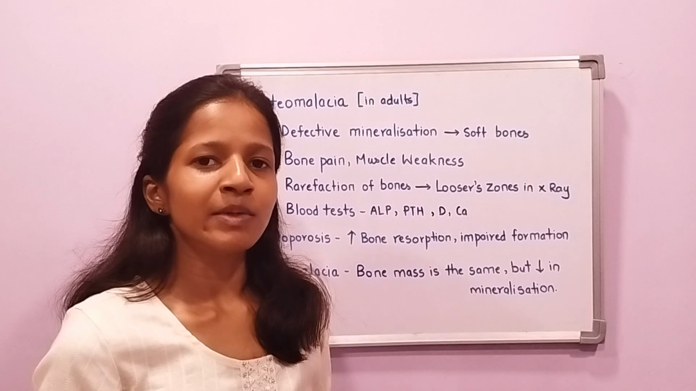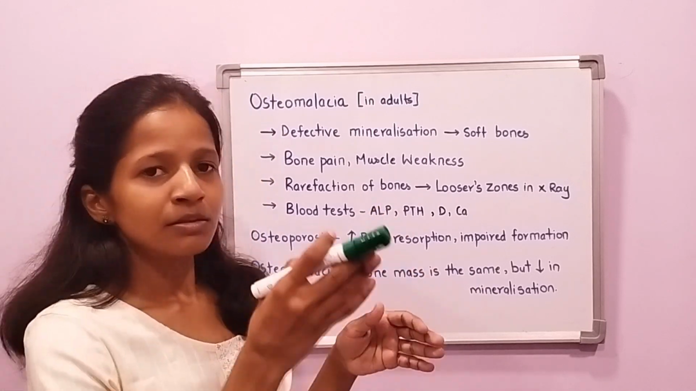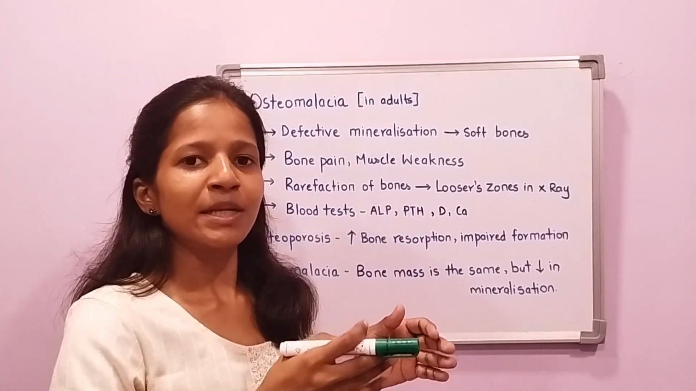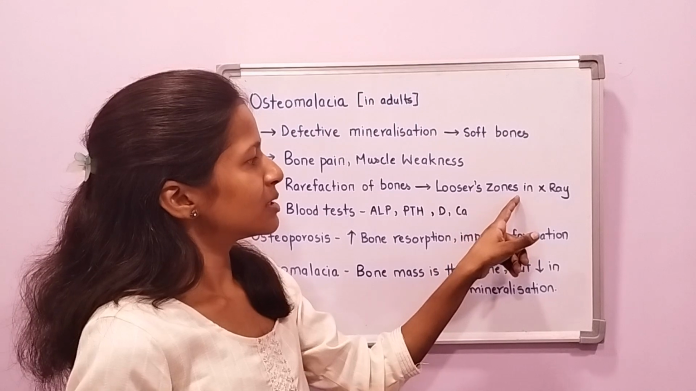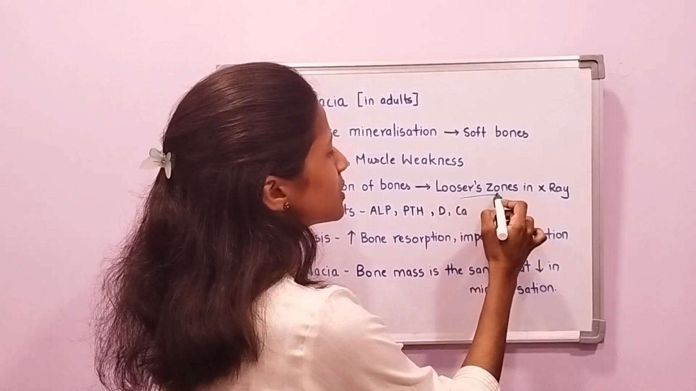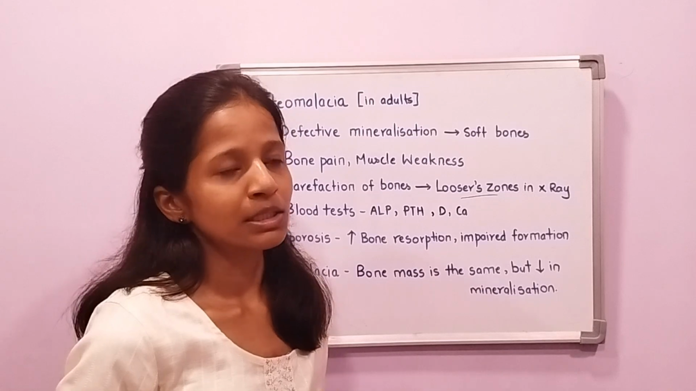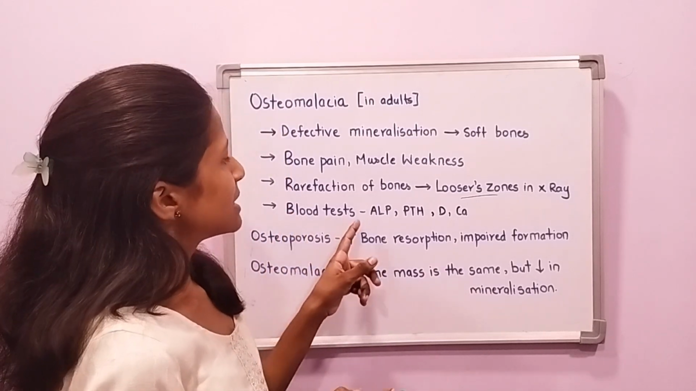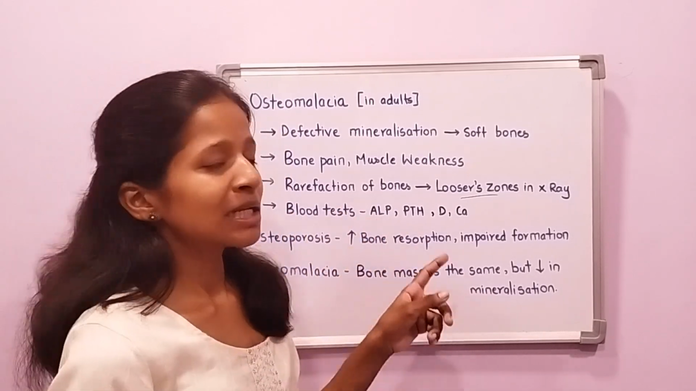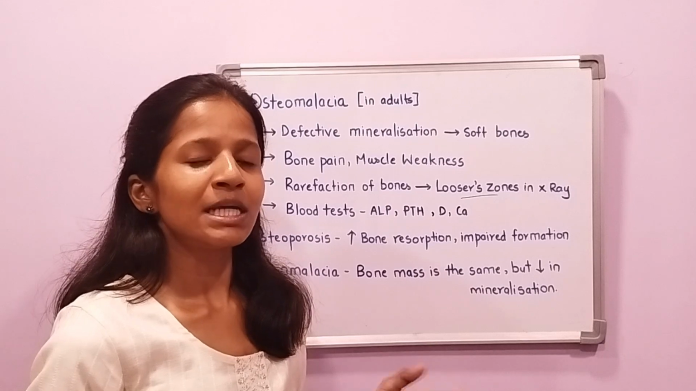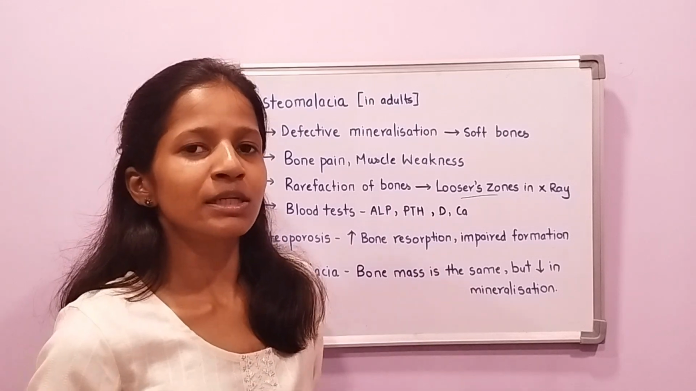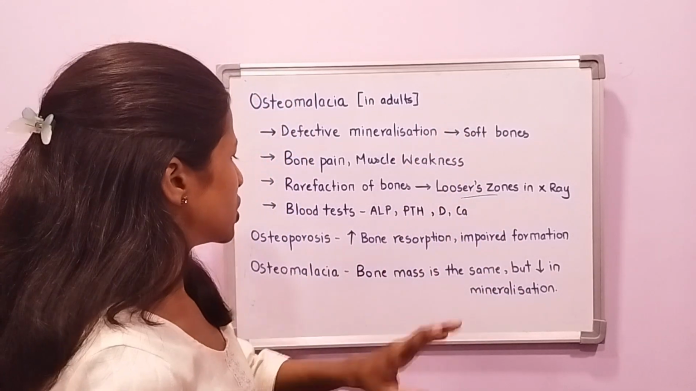This can be diagnosed by a number of ways. When an X-ray is being done, there can be thin transverse lines that are present on the bones. These are called Looser's zones, but this is not the only diagnostic criteria, because this can also be present in other bone related conditions. Blood tests that test the amount of alkaline phosphatase, parathyroid hormone, vitamin D and calcium. So a number of diagnostic criteria is there to diagnose this condition.